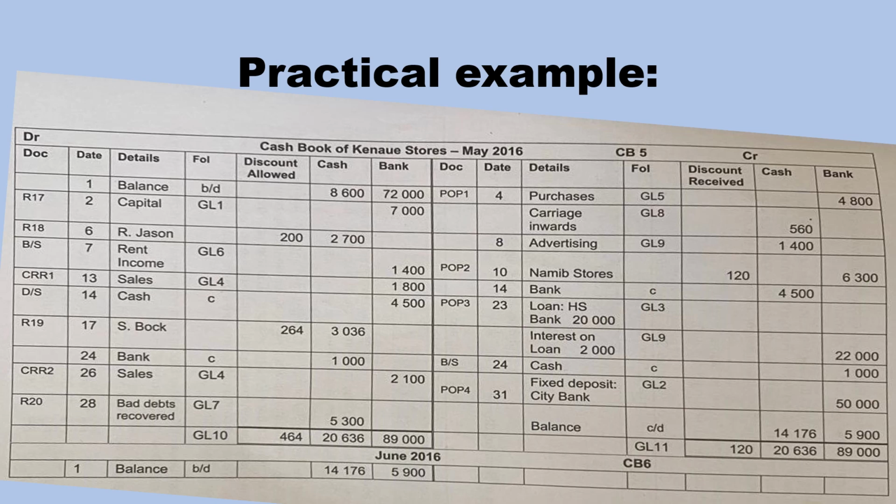Now let's look at this cash book. If you look on the debit side, we have capital, rent income, sales, cash, and so on, until the cash book is closed off or balanced off.